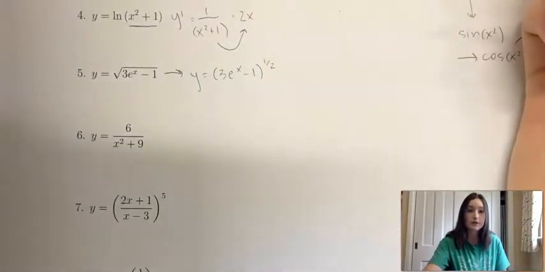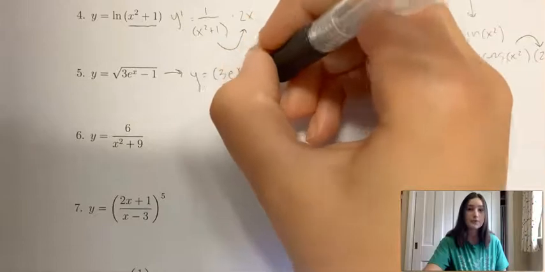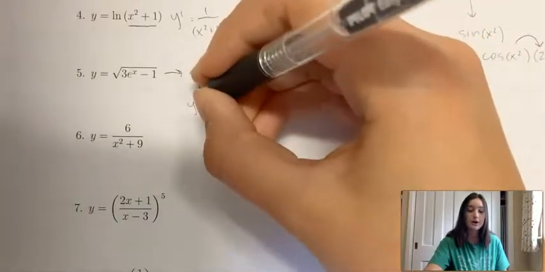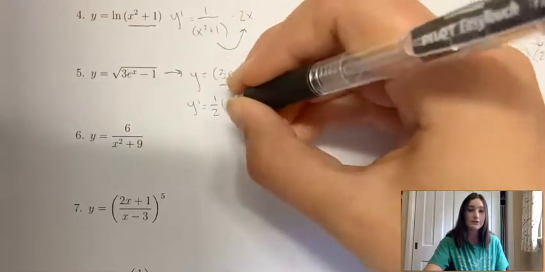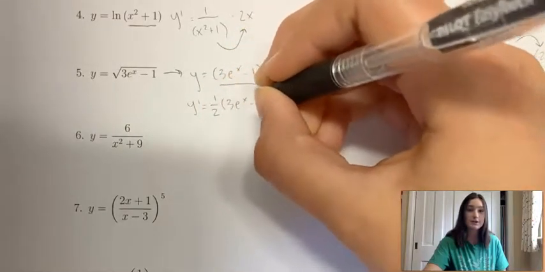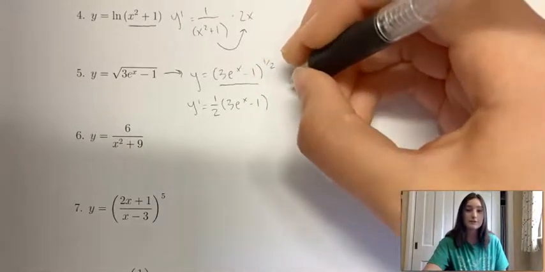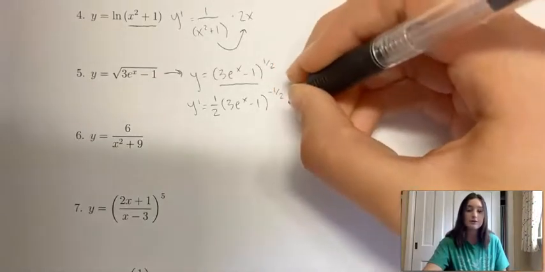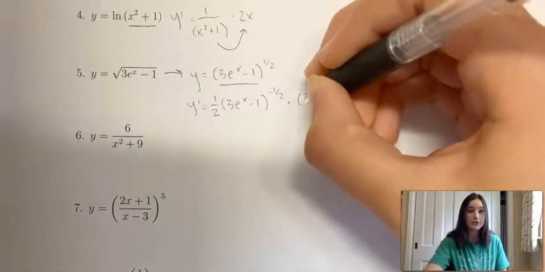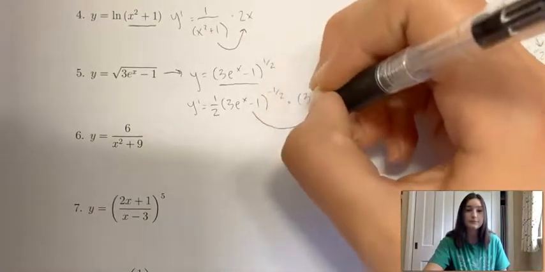So on this one, that exponent 1/2, when we take the derivative, since we're doing power rule, we're going to bring it to the front and we're going to do y prime equals 1/2 times g of x, keeping that the same, 3e to the x minus 1, and then to the negative 1/2, since we're still doing power rule. And then you multiply by the derivative of that inside function, which is 3e to the x.